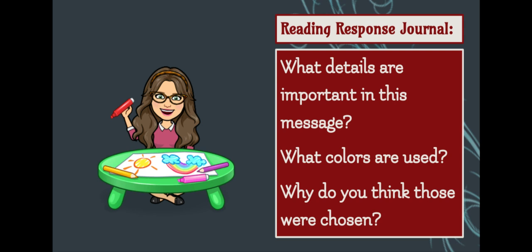You will have 5 minutes to complete this activity. Now you're going to answer the question to react to Where's Romeo. You will write your answer in your reading response journal. You will support your response with evidence from the image. The questions that you will be answering are: what details are important in this image? What colors are used? Why do you think those colors were chosen? You will have 5 minutes to answer these questions in your reading response journal.